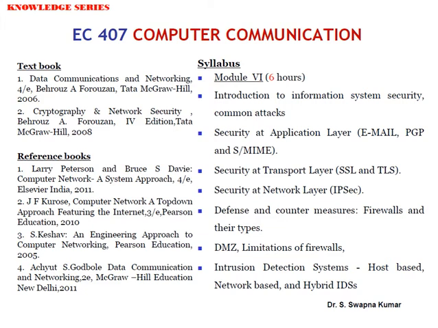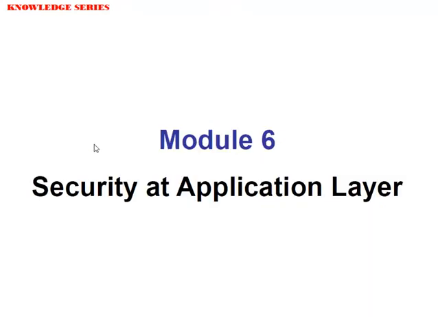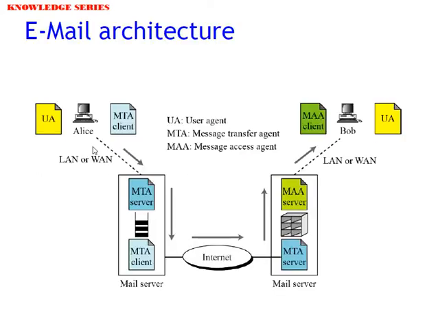Here, under the course EC407 Computer Communication, we are going to discuss security at the application layer. As you know, the application layer is used to communicate the various applications from the sender to the receiver side. So under this application layer, we are going to discuss email.